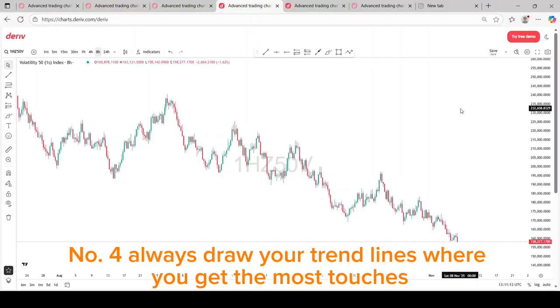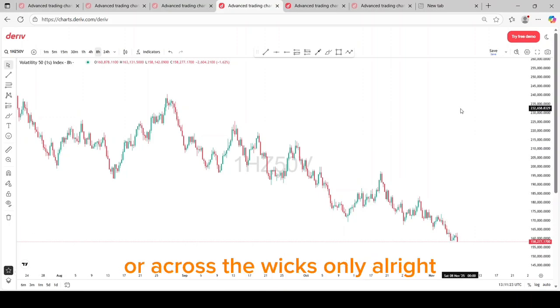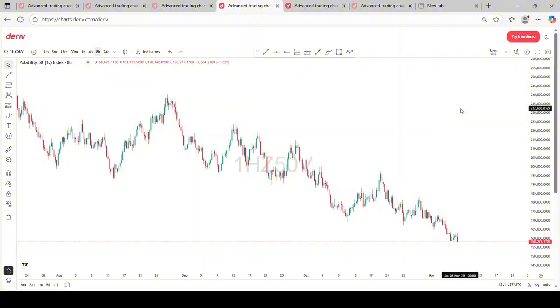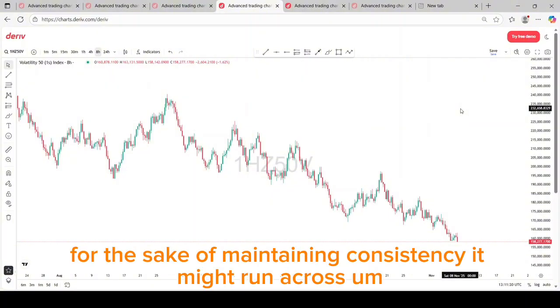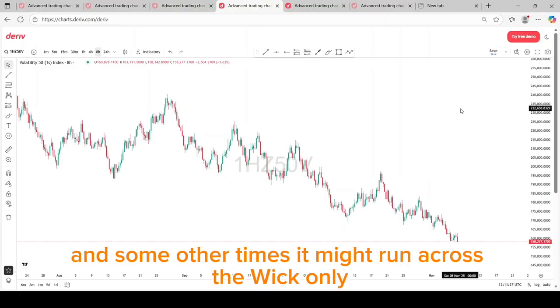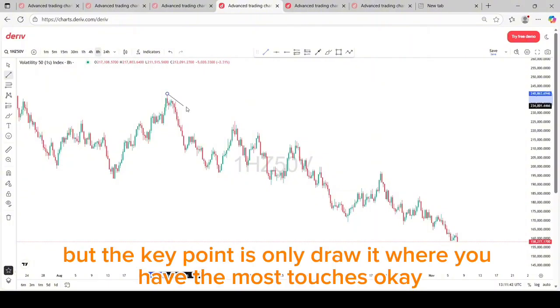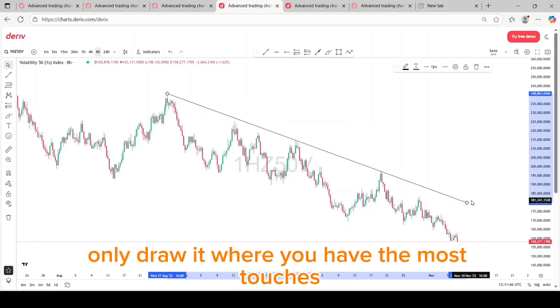Number four, always draw your trend lines where you get the most touches. Some people ask if it's okay to draw trend lines on the bodies of the candlestick or across the wicks only. Sometimes, for the sake of maintaining consistency, it might run at the top of the bodies of the candlestick, and some other times it might run across the wicks only. But the key point is only draw it where you have the most touches.